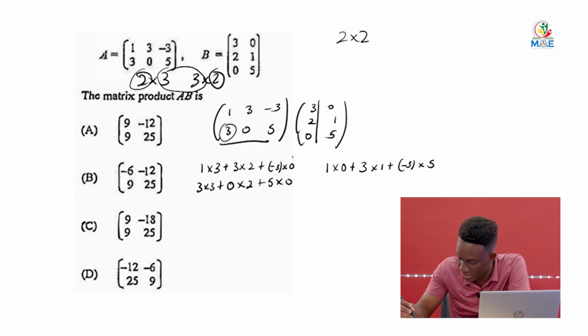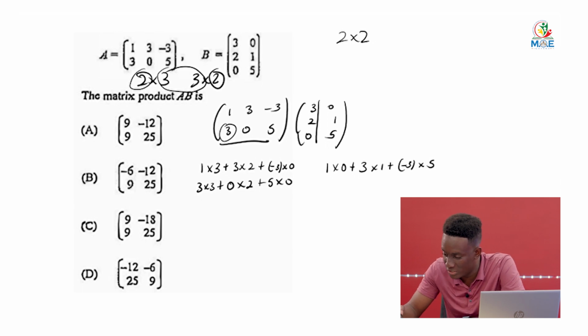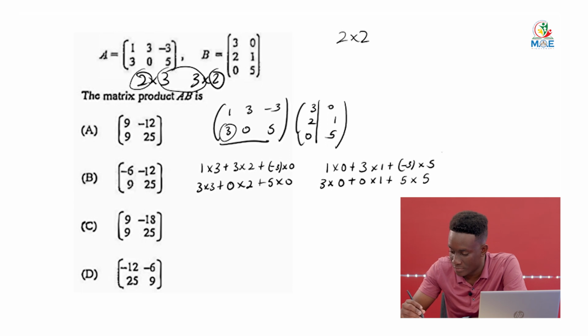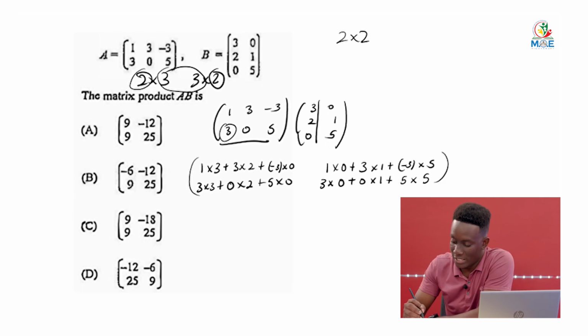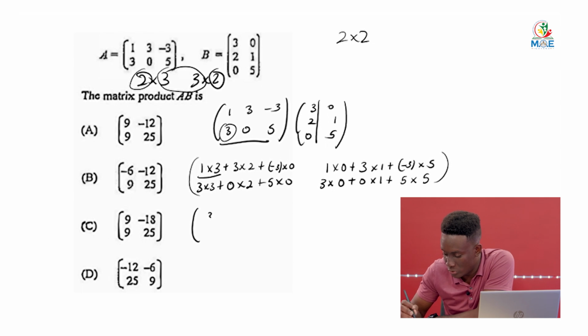So these numbers, kind of use them as a guide. They should be the same. And I do the same thing here. So it will be 3 times 0 plus 0 times 1 plus 5 times 5. And then when I work this out, I will have 1 times 3 would be 3, plus 2 times 3 would be 6. -3 times 0 would be 0, so plus 0.